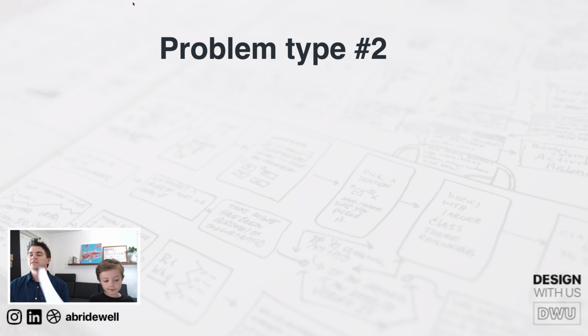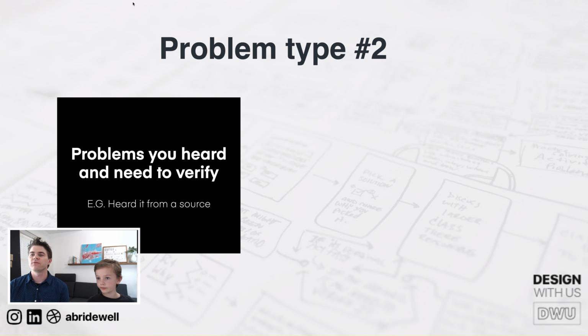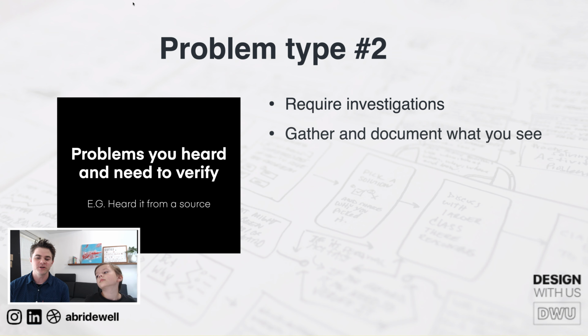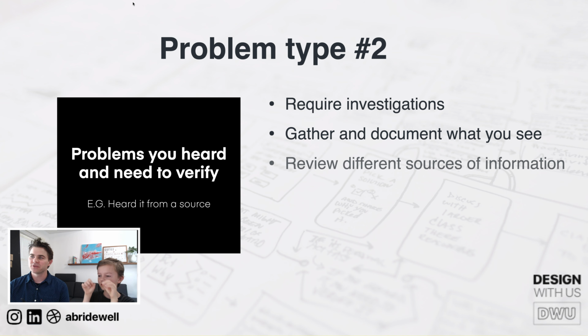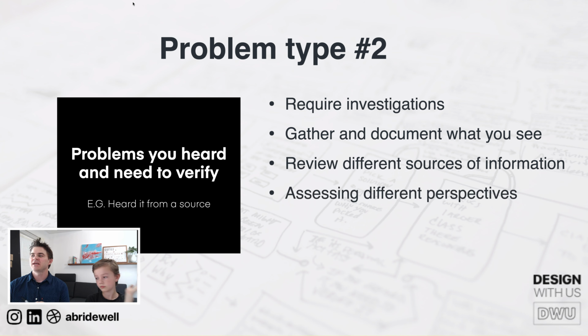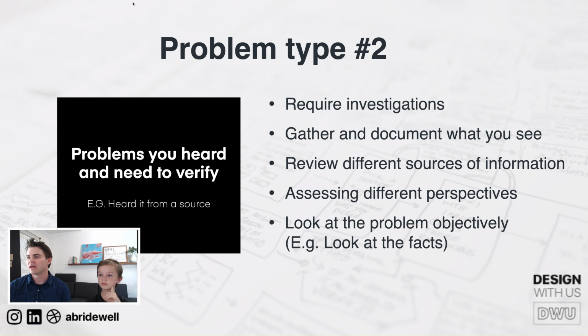All right, cool. The second one, again, problems that you've heard and need to verify. These require investigation. You've got to get to the bottom. You need to verify. You need to put on your investigator's hat, and you need to go in and look at where did this come from? Why is it happening? And then you need to gather and document, you need to review the sources, and you need to look at it, again, from different perspectives. And again, looking at the facts.